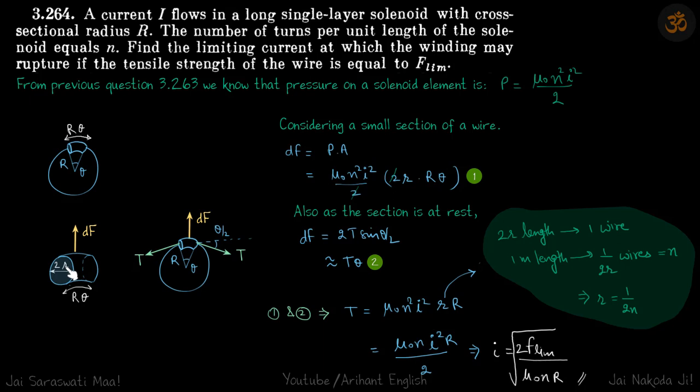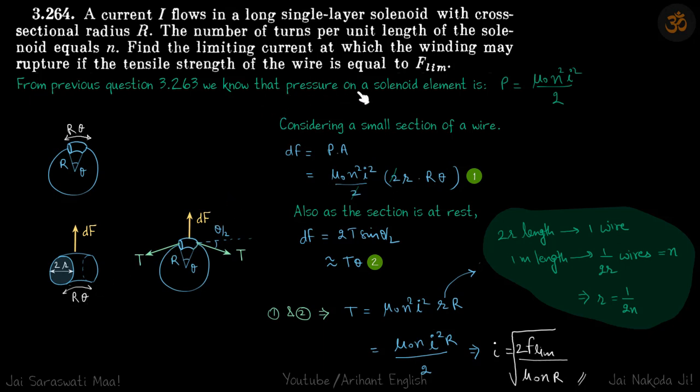If you zoom into this part, it will look like this. This is the small r, which is the cross-sectional radius of the wire itself. Capital R is the radius of the solenoid, small r is the radius of the wire. And this distance is R theta.